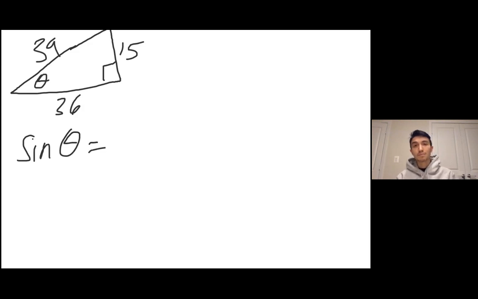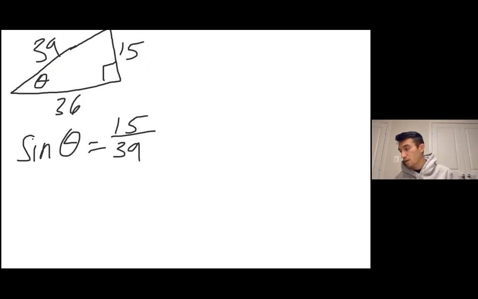SOHCAHTOA, sine is opposite over hypotenuse. So opposite is 15 right here. And hypotenuse we said was 39 because it's across from the right angle. It's the biggest, the longest, largest number, right? So that we don't really have to check for. Let me get rid of these dots. So we have opposite is 15 over hypotenuse, just 39.